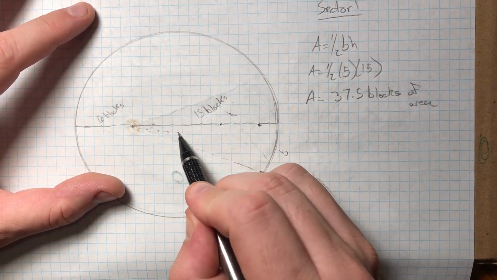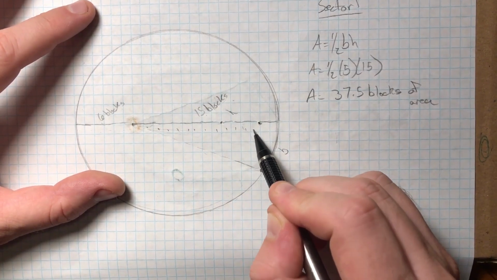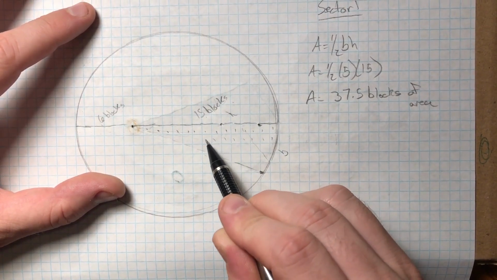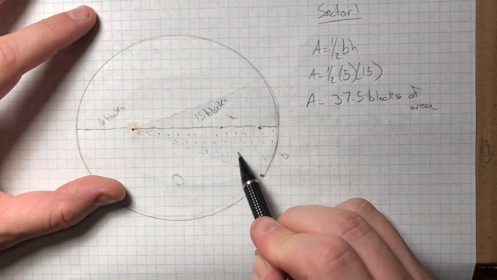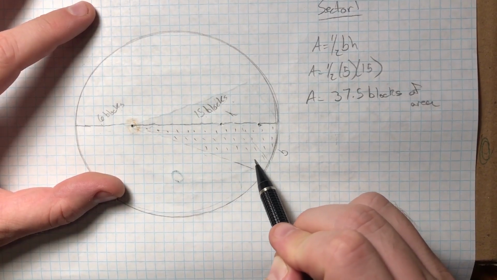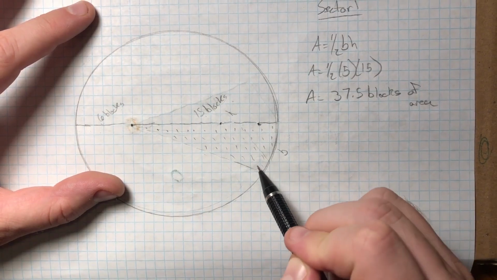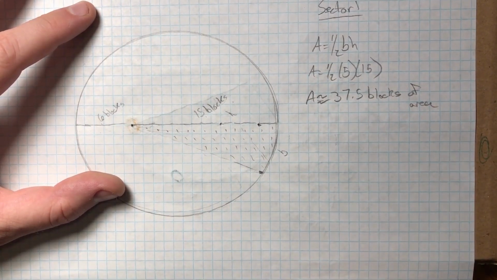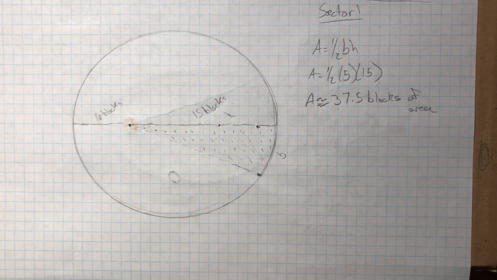1, 2, 3, 4, 5, 6, 7, 8, 9, 10, 11, 12, 13, 14, 15, 16, 17, 18, 19, 20, 21, 22, 23, 24, 25, 26, 27, 28, 29, 30, 31, 32, 33, 34, 35, 36, 37, 38. So it's about 37.5, more or less. Like I said before, it's just an approximation.